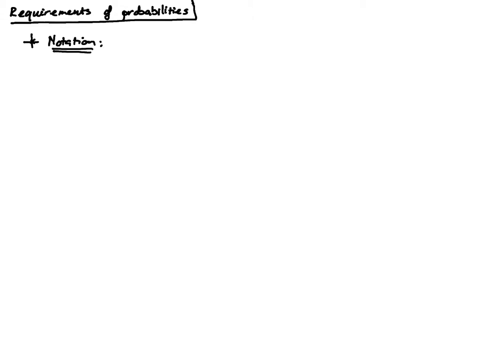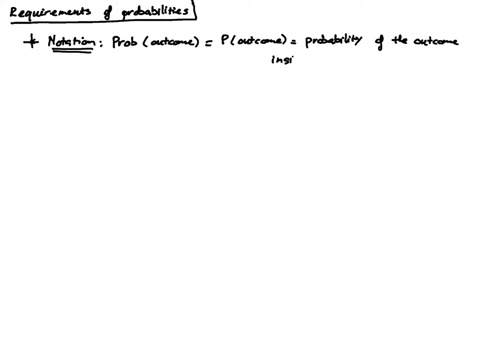So whenever I write prob(outcome) like this, it is the same as P(outcome), which is just the probability of the outcome inside the parentheses.